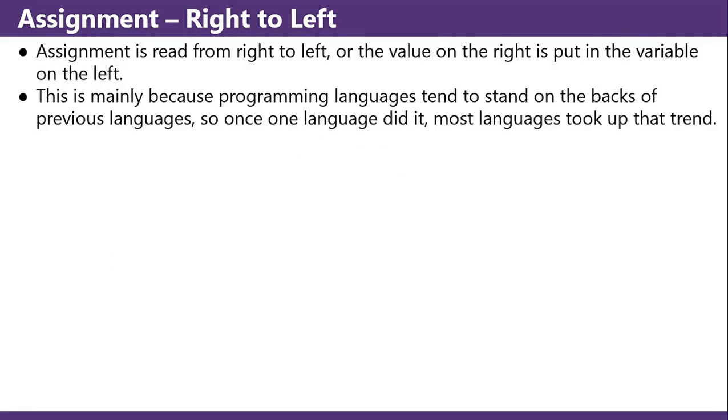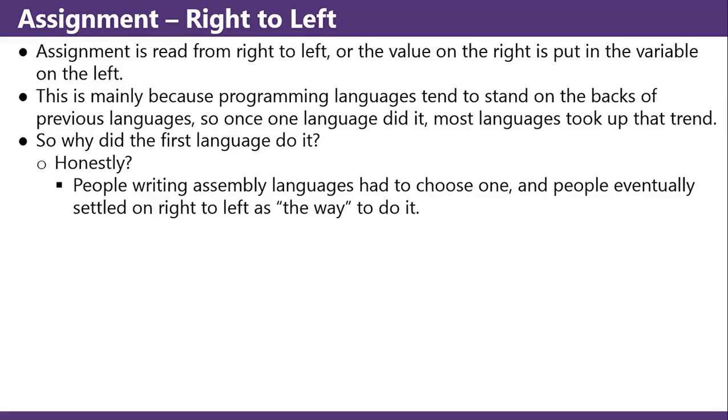This is mainly because programming languages tend to stand on the backs of previous languages, so once one language did it, most languages took up that trend. So why did the first language do it? Honestly, people writing assembly languages had to choose one, and people eventually settled on the right to left as the way to do it.